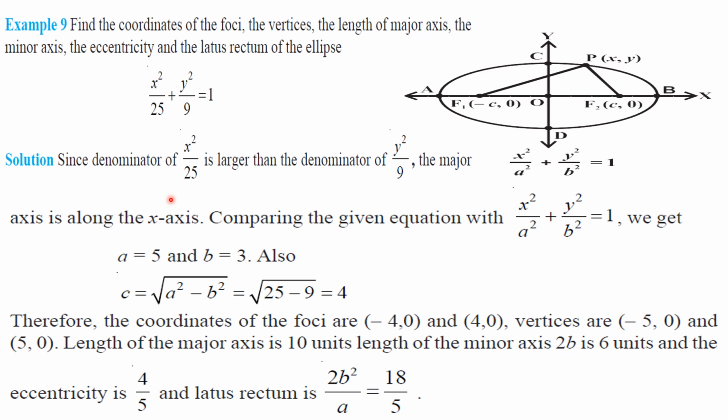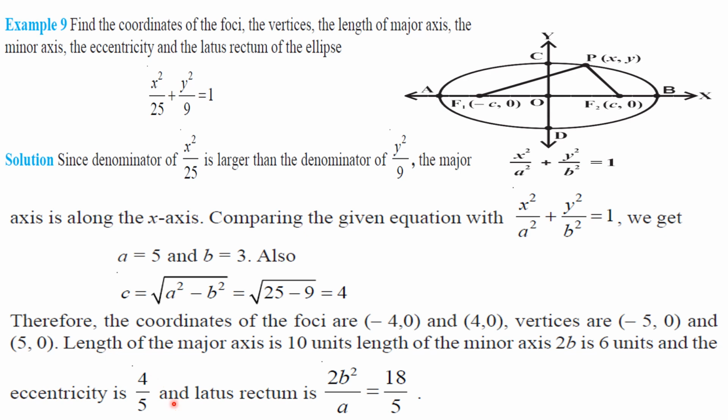Eccentricity of the ellipse. Yes, c by a. See, what is the value of c here? 4 by, what is the value of a? 5. If you remember the formulas well, we can solve the sums on ellipse.